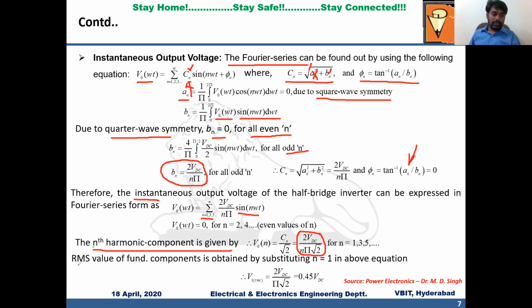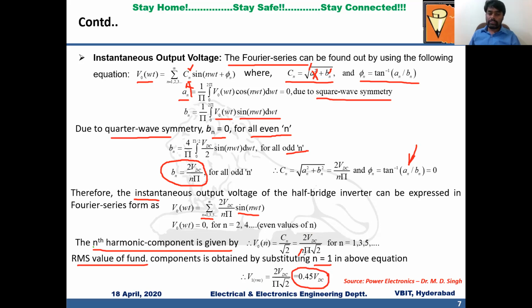Now you can calculate the fundamental value of output voltage by substituting n equal to 1. In this expression, if I substitute n equal to 1, it will be 2 VDC divided by pi root 2. If you calculate this value, it will be 0.45 times VDC, right? So this is the fundamental output voltage.